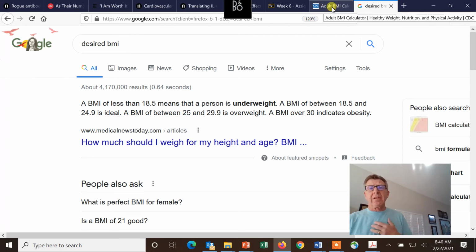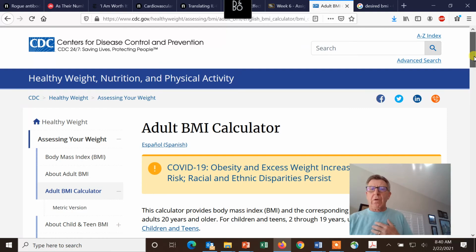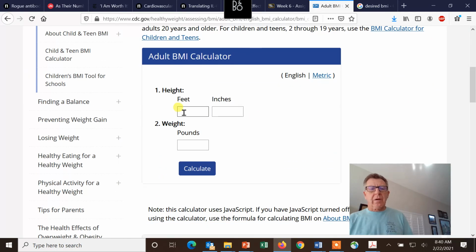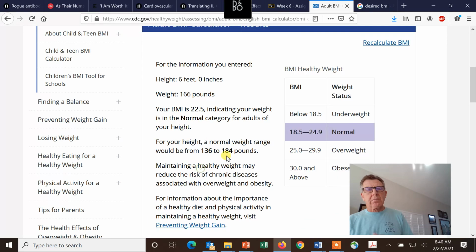Now you can tell I'm a skinny dude, just the way I am, okay? So I can come over here and we can look at Walsh's BMI. I'm 6 feet, and I'm about 166 pounds. Calculate, boom, all righty. My BMI is 22.5. So I'm right in that normal range. That's a good thing.